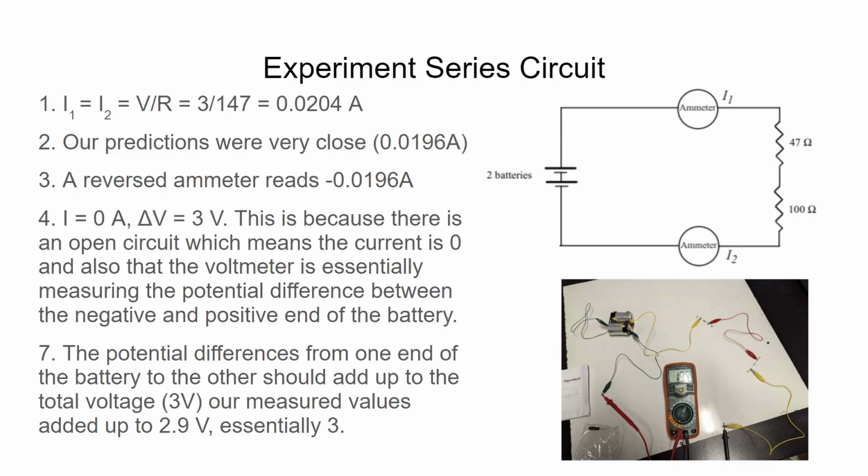So for number 4, we found that the current was 0 and that the change in voltage was 3 volts. This is because there's an open circuit, which means that the current is 0, and also that the voltmeter is essentially measuring the potential difference between the negative and positive end of the battery. For number 7, we found the potential differences from one end of the battery to the other should add up to be the total voltage, so 3 volts. And when we measured this, we got 2.9, which we'll see in the next slide.